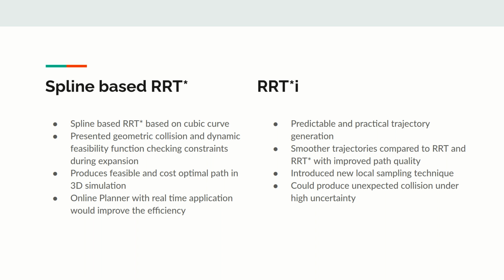RRT star I provides a predictable and practical trajectory generation functionality. This helps in calculating smoother trajectories compared to RRT and RRT star with improved path quality. It also introduces new local sampling techniques. Sometimes it could produce unexpected collisions under high uncertainty, which is a big drawback.